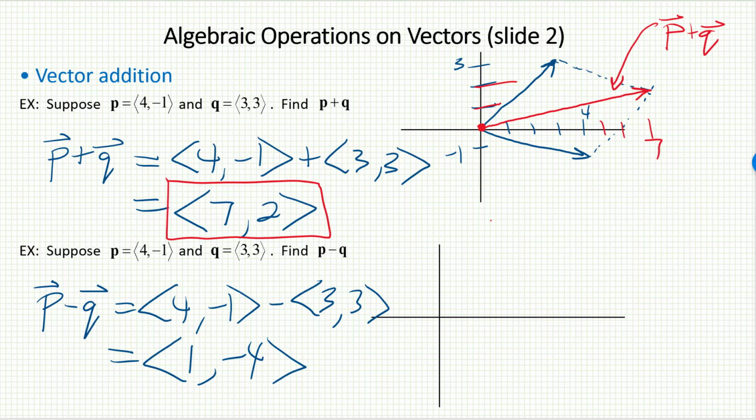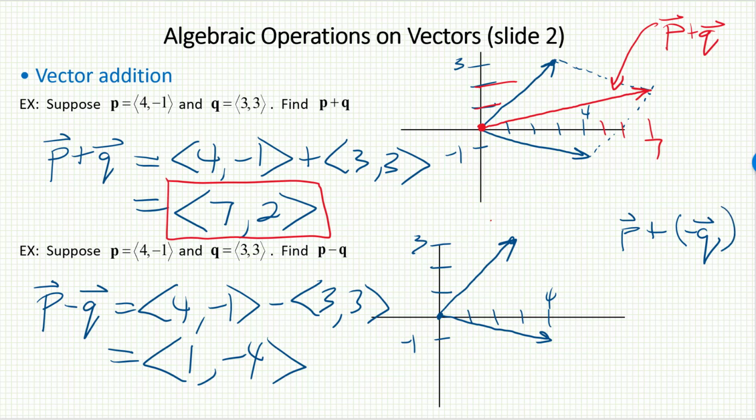Once again, I can demonstrate this visually. Let me put on the vector 4, negative 1, and then the vector 3, 3. Now, we never did subtraction of vectors visually, but I know that P minus Q is the same thing as P plus negative Q.